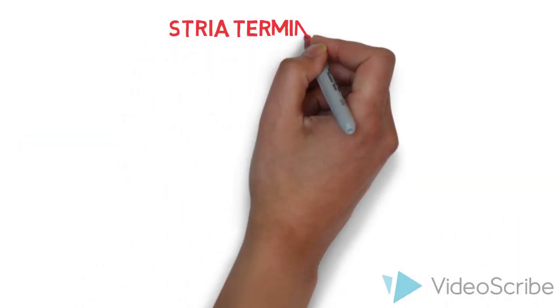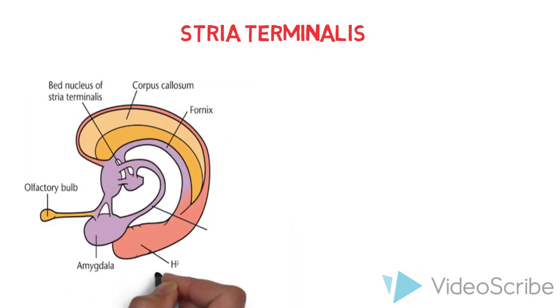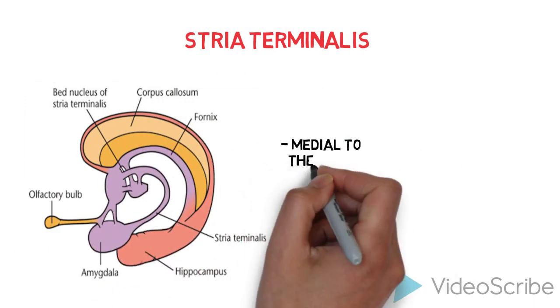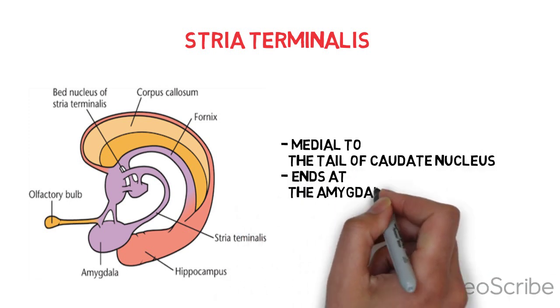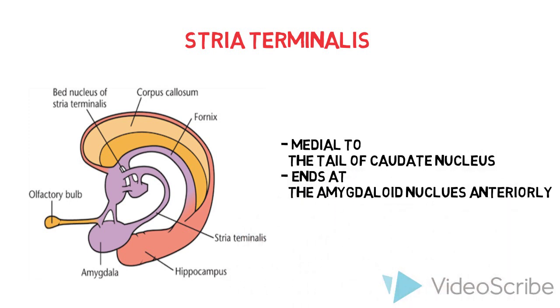The stria terminalis is medial to the tail of the caudate nucleus, which also ends anteriorly in the amygdaloid nucleus. So, in short, it is the connection between the caudate nucleus and the amygdaloid nucleus.